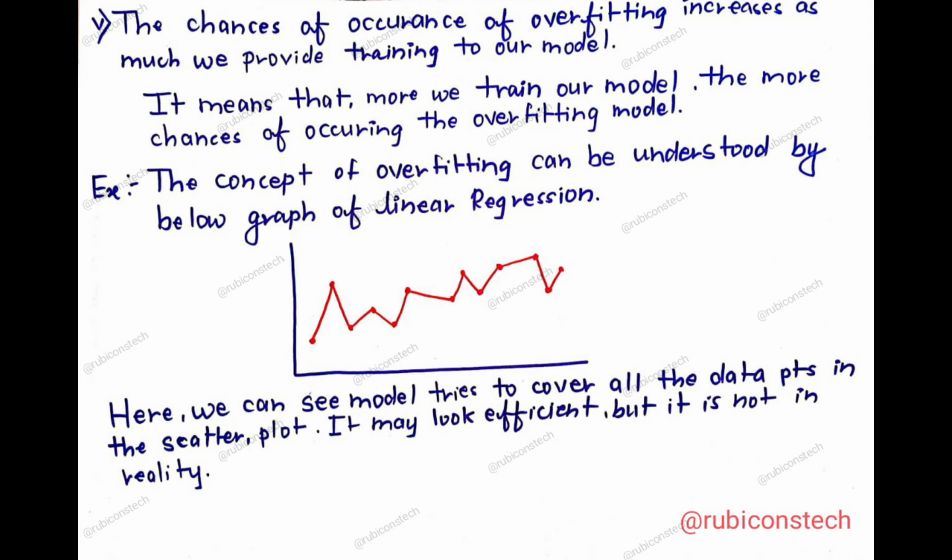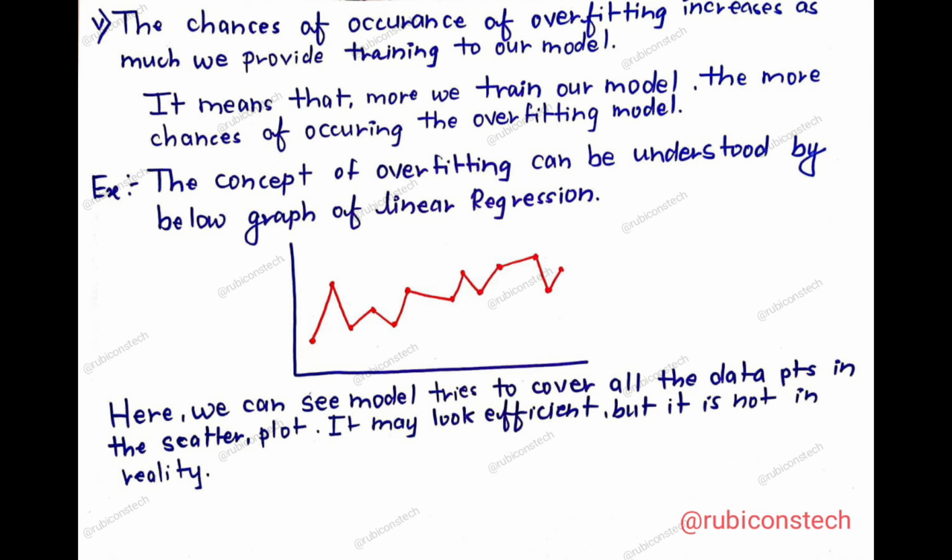The chances of occurrence of overfitting increase the more we train our model. The model that is overfitted has high variance, and when the model has high variance, it performs very well with the training data, as we have seen. So it means that the more we train our model, the more the chances of overfitting occurring in the model. The concept of overfitting can be understood by the below diagram.